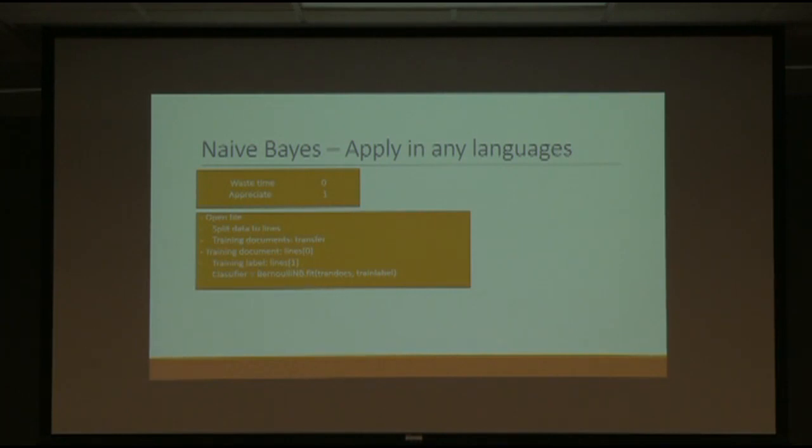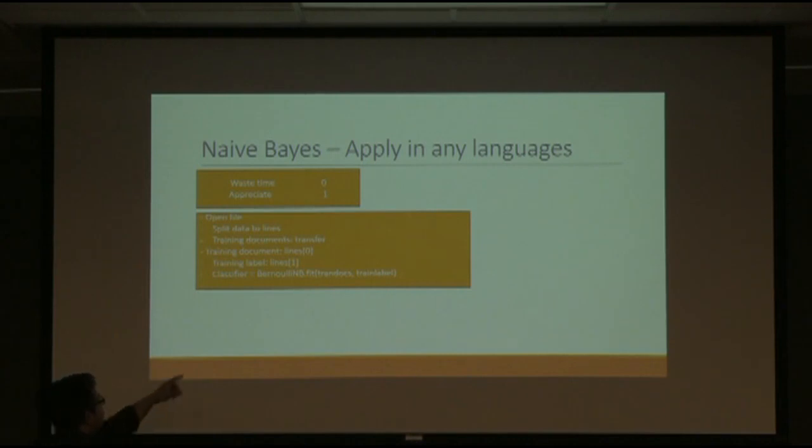So the process is open the file, right? We know how to do that. We have developers in our team, right? Open the file, write some commands, some R or Python, open the file. And then we do what? Split the data into lines, into arrays. Easy, right? What kind of arrays? An array of the text, and then an array of the labels, right? The text here like waste time, appreciate. The label will be negative or positive. So we can easily split the data into two arrays. One array of the text, and the other is the labels, true, false.